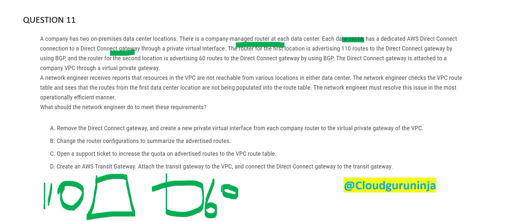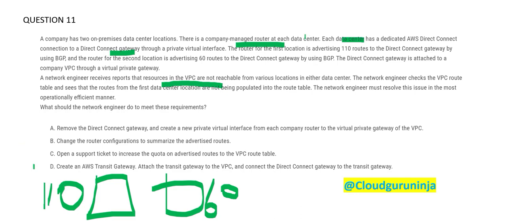The Direct Connect gateway is attached to a VPC. The network engineer receives reports that resources in the VPC are not reachable. So this entire Direct Connect gateway is attached to a VPC, and it is not reachable. Now how to solve it?